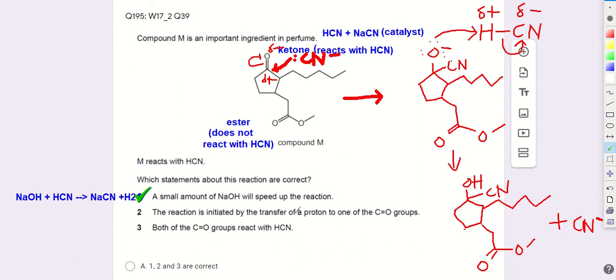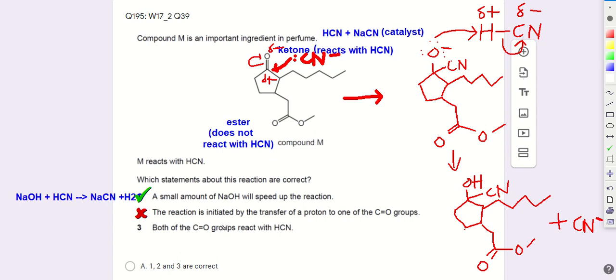Number 2: the reaction is initiated by the transfer of a proton to one of the C=O groups. This is the initiation of the reaction. It is initiated by the cyanide ion attacking the partial positive carbon, not a proton. The proton only comes in later. So number 2 is not correct.